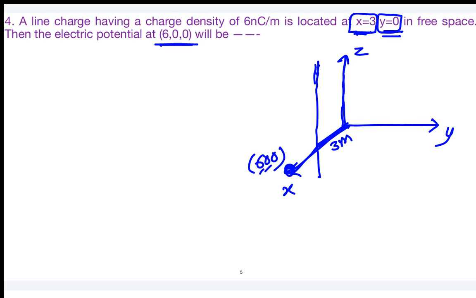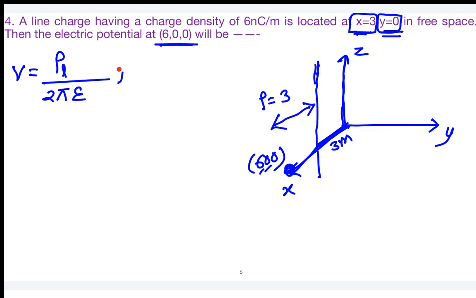So can you tell me what is the radial distance here between the line charge and the observer? Good. It will be 3. So from the line charge to the observer, there is a distance of 3. So your rho value will be 3 straight away. So you can apply the formula right now. The potential due to an infinite line charge is given by rho L by 2 pi epsilon into ln of 1 by rho. So this is the formula.